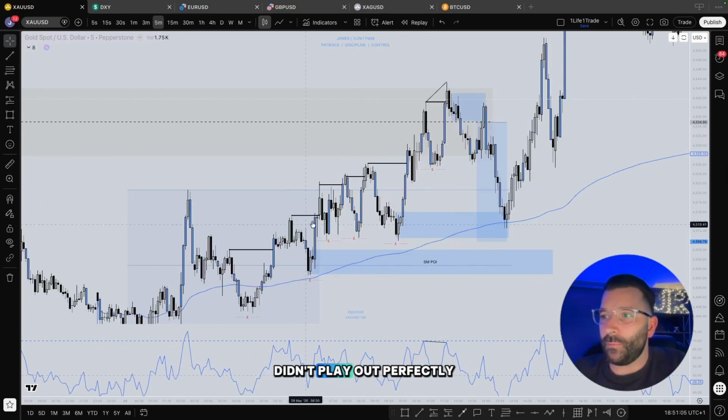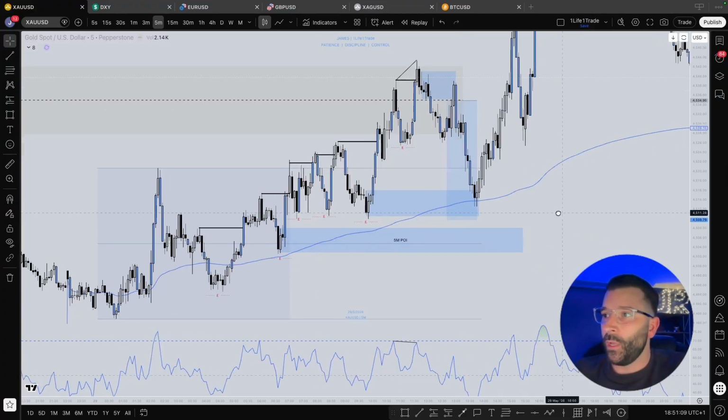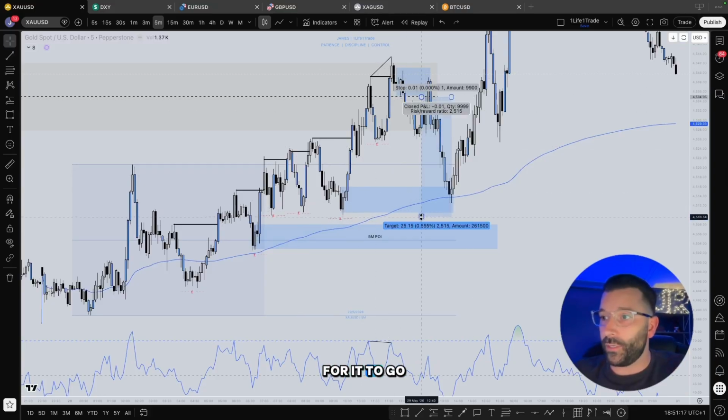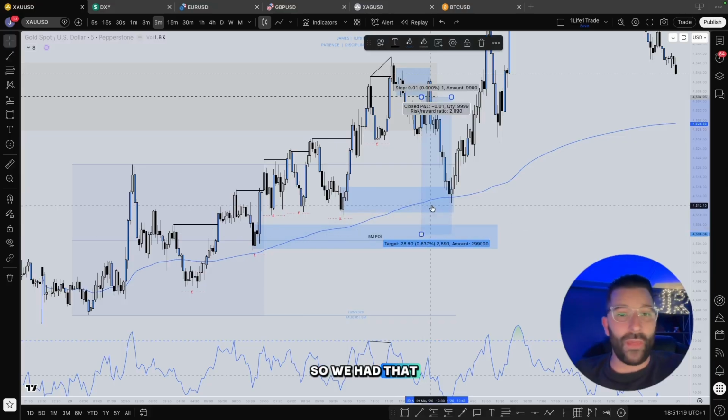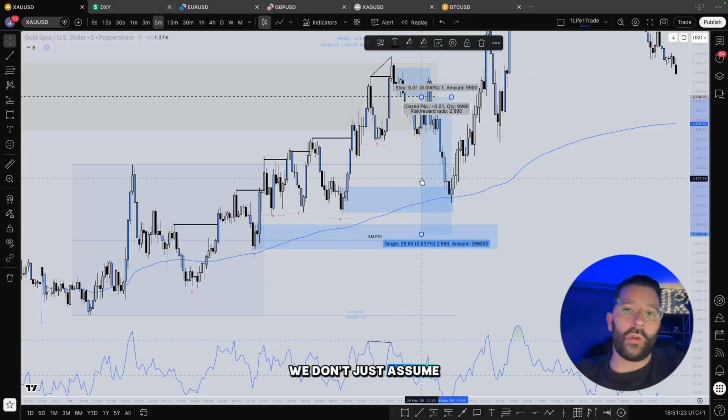So when this didn't play out perfectly, it came into an area we already had marked out. Once we had that marked out, we already had our target. If this was playing out nicely, which it did, we already had our target for it to go down into. So we had that marked out. Now, with that marked out, along the way, we don't just assume it's going to hit our TP and just leave it. You've got to be a bit sensible.